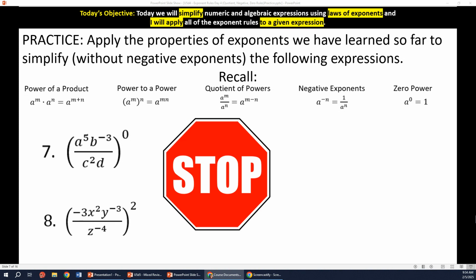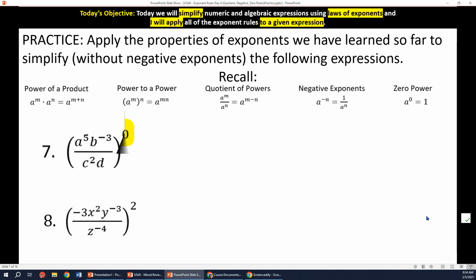If I look at number 7, I can see that the whole thing has been raised to the 0 power. So that means that whole thing is using the 0 power rule. If I have anything raised to the 0 power, that whole thing is just 1. Done, simple.